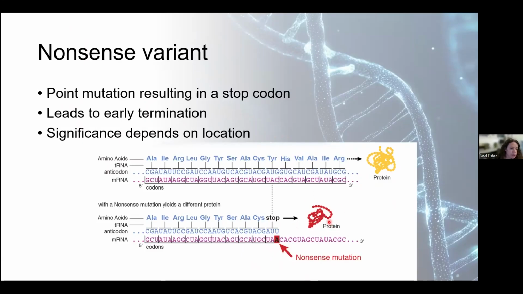Now, again, the significance depends on the location of the change. If the truncation or termination is close to the end of the protein, this might not be significant. But if it's in an early phase of the protein and we're losing some significant functional domains, then that might have an oncogenic result. So it's not only the nature of the change, it's the location as well.